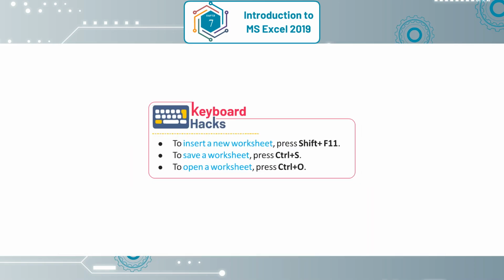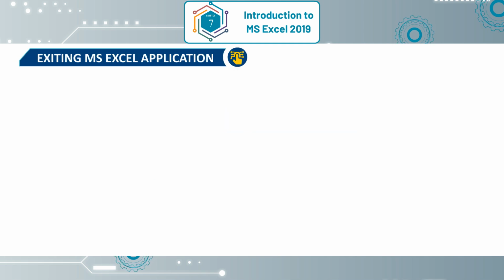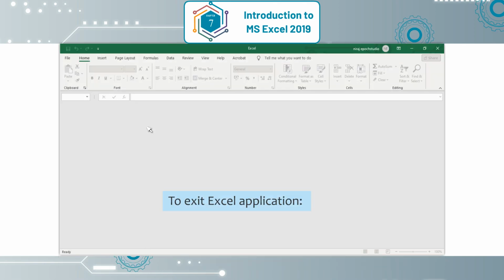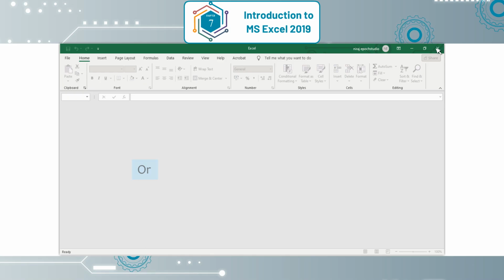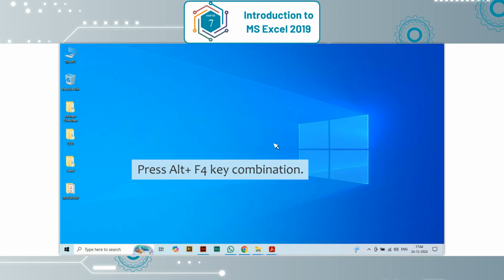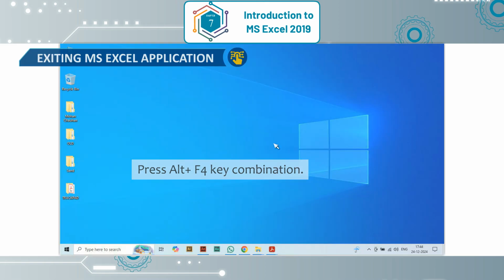Keyboard hack. To insert a new worksheet, press Shift plus F11. To save a workbook, press Ctrl plus S. To open a workbook, press Ctrl plus O. Exiting the MS Excel application. To exit the Excel application, click on the Close button present at the top right corner of the Excel window, or press the Alt plus F4 key combination.